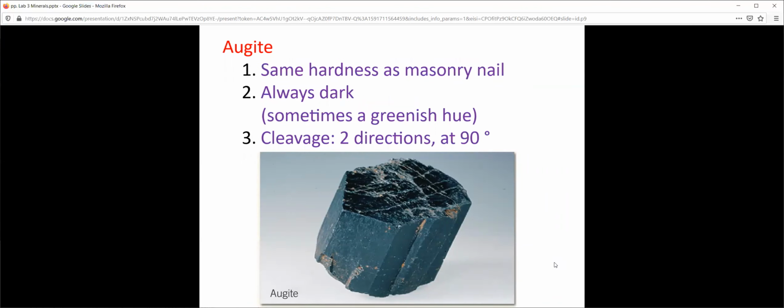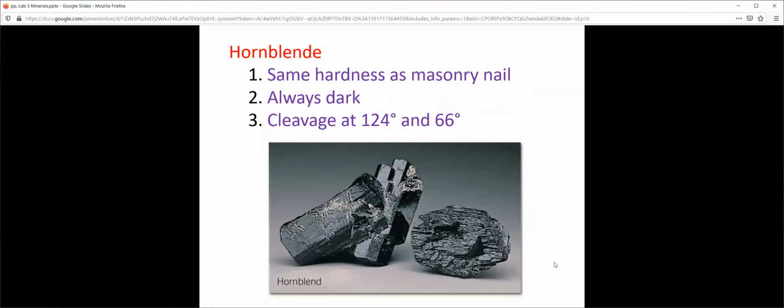Augite, very common, dark greenish hue mineral, 90-degree cleavage, hard. Hornblende, similar, except it's more of a black. Unique cleavage planes. Hornblende breaks, it kind of looks like a bunch of rectangles, but those rectangles are not at the correct angles. It has cleavage at 124 and 66. Very unique cleavage breaks. If you pick up a rock and it has long lines of a hard black mineral in it, that hard black mineral is hornblende. And it tends to look pretty cool.